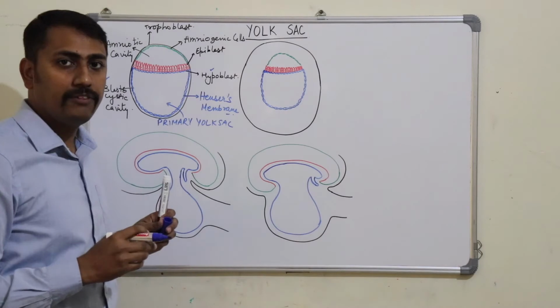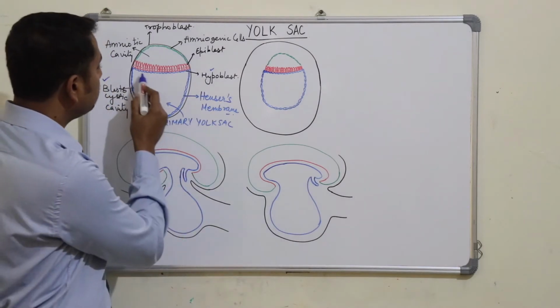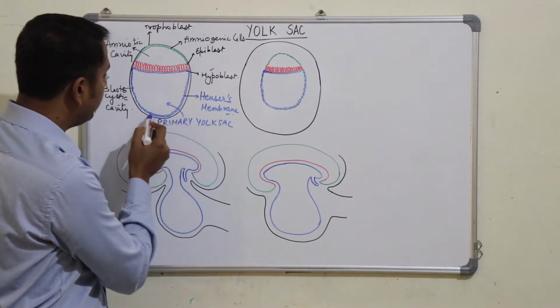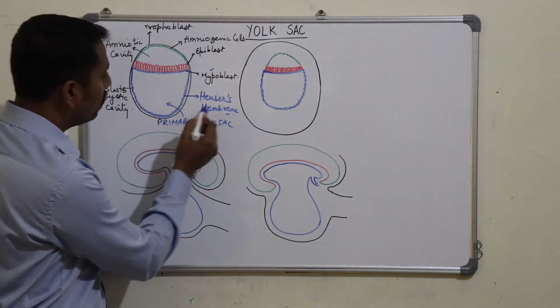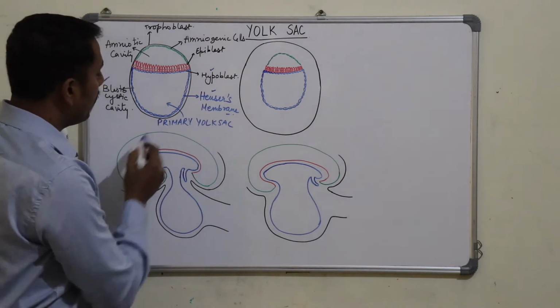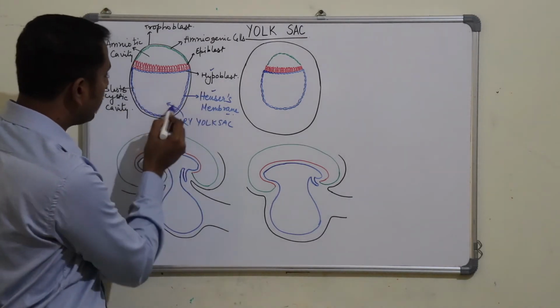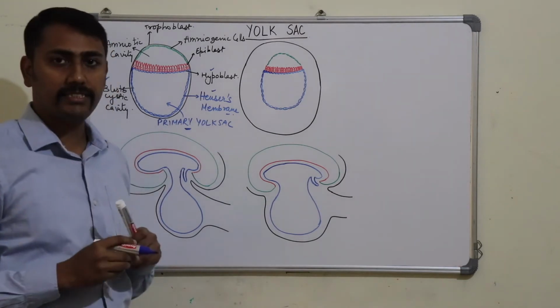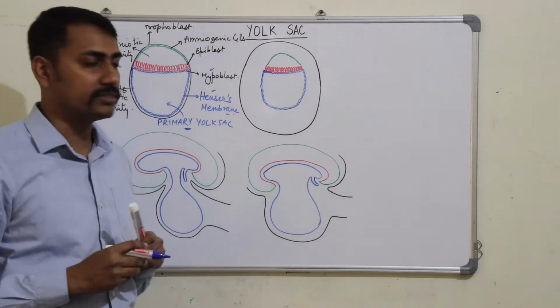Okay, so if we summarize it, the hypoblast cell layer proliferate to line the blastocystic cavity by flat cells which are known as Heuser's membrane, and then the blastocystic cavity will be known as the primary yolk sac. Now the second stage, that is the secondary yolk sac.